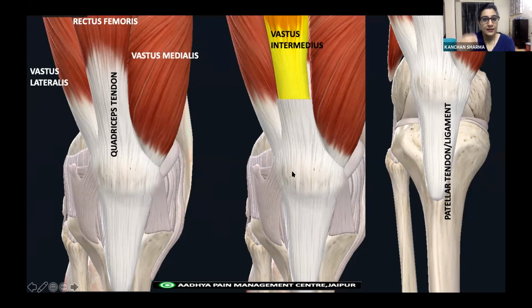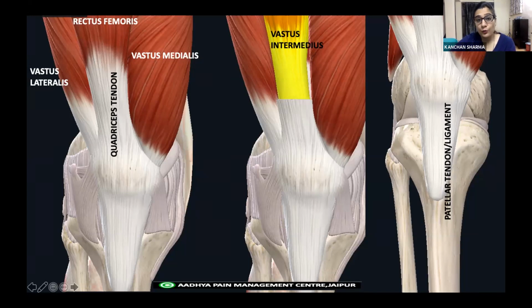And then some say that some of the fibers of this rectus femoris continue down and attach to this tibial tuberosity, which I have shown you. So that is the tibial tuberosity. That's why they call it the patellar tendon.